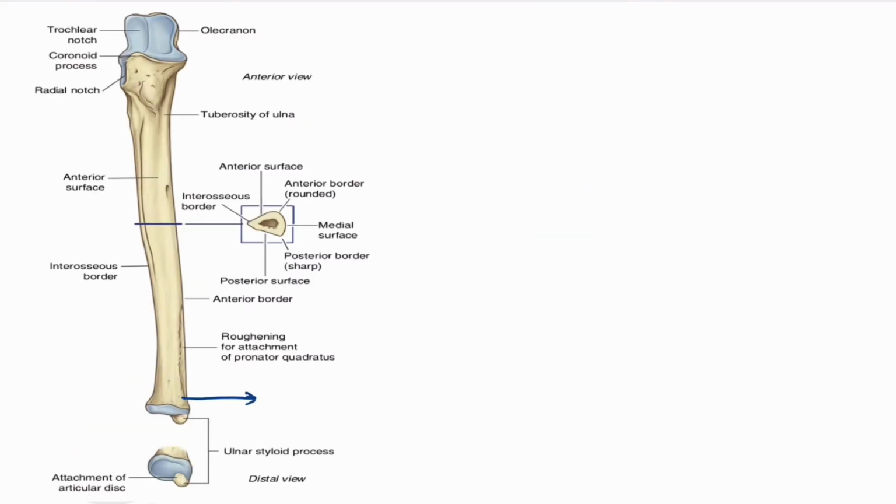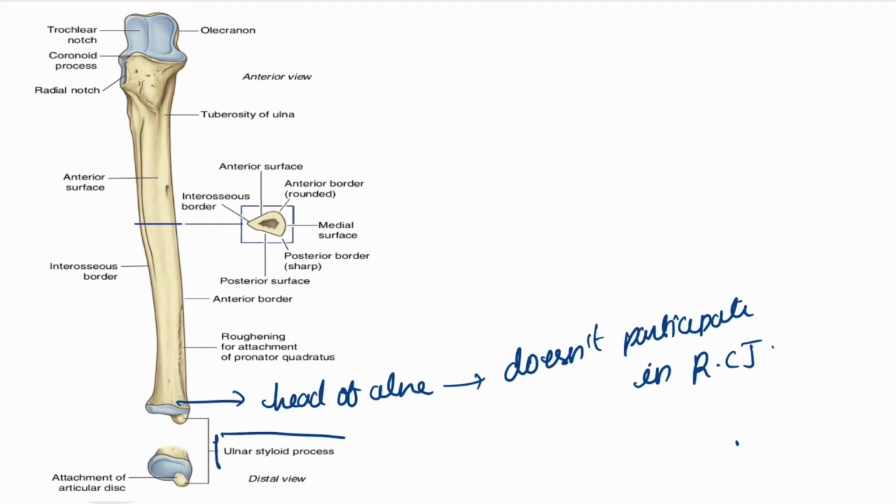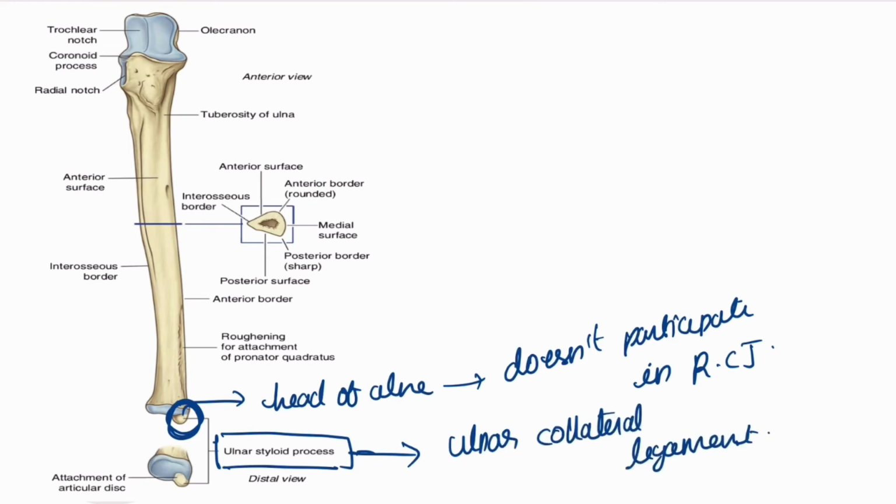And we also have the head of the ulna here. This is the head of the ulna. This head of the ulna does not participate in any radiocarpal joint. And we also have the ulnar styloid process. This is the ulnar styloid process. To this, we have the ulnar collateral ligament attached. That's all about the ulna.